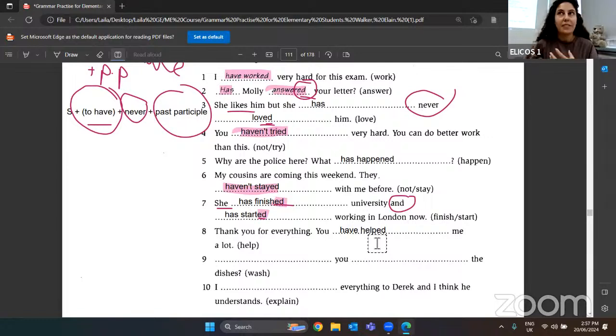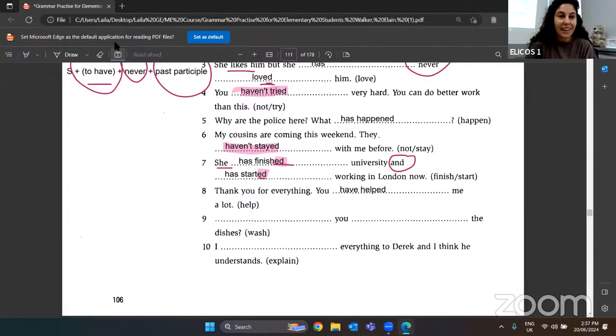So it could just be a finished, completed action recently, or maybe they are still helping you. So it's not a finished action. That's why we said "you have helped me", not "you helped me a lot". Because I'm not saying you helped me a lot yesterday or last night. I'm not talking about a past time. It happened in the past, but maybe it's still continuing.